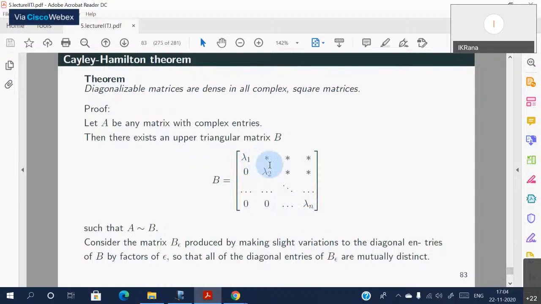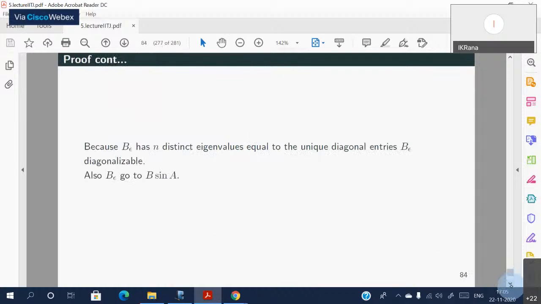That means lambda 1 plus epsilon, lambda 2 plus epsilon, and lambda n plus epsilon are all distinct. We can choose epsilon in such a way. That is possible. Once that is done, we get a matrix B epsilon which has n distinct eigenvalues along the diagonal, so that will be diagonalizable. Also, B epsilon goes to B.